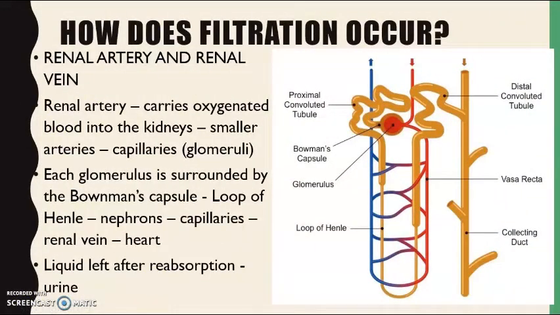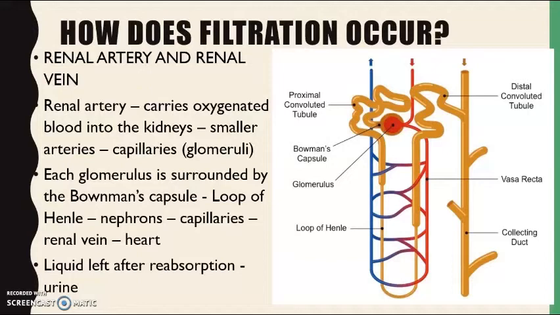So, how does filtration occur? Since the kidneys filter blood, a couple of blood vessels are attached directly to each kidney. So, these are the renal artery and the renal veins. As we know, in blood circulation, arteries carry oxygenated blood. So, it is from the heart, while renal veins or the veins are blood vessels that returns the blood back to the heart.